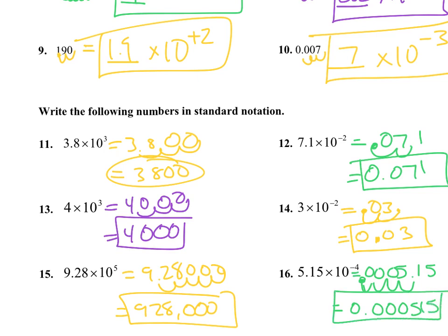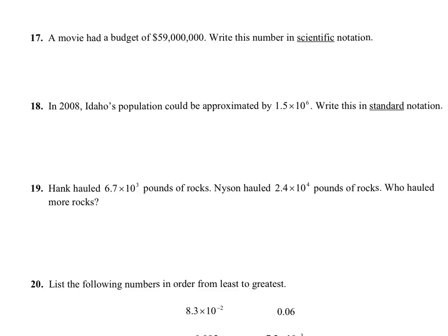Let's go to the back side. Okay, on the back side, for numbers 17 through 20, we've got a bunch of story problems here. So on number 17, it says, a movie had a budget of $59 million. Write this number in scientific notation.